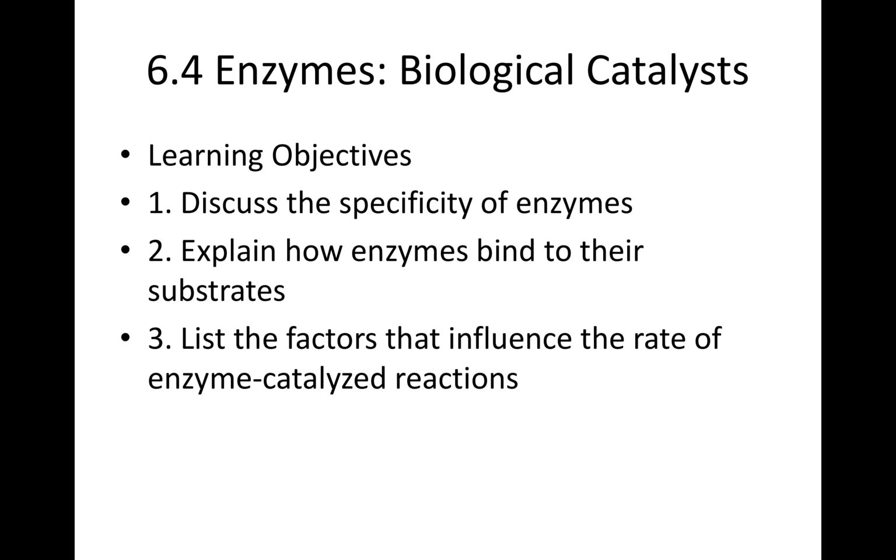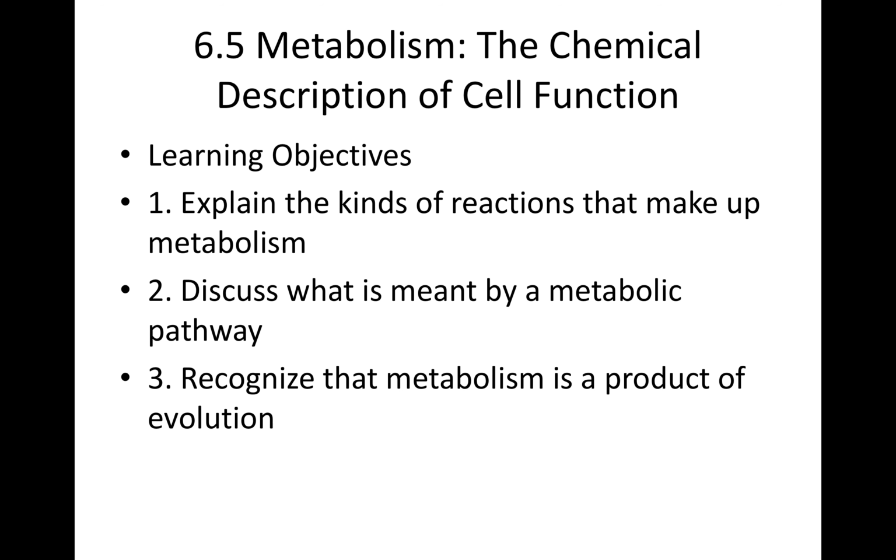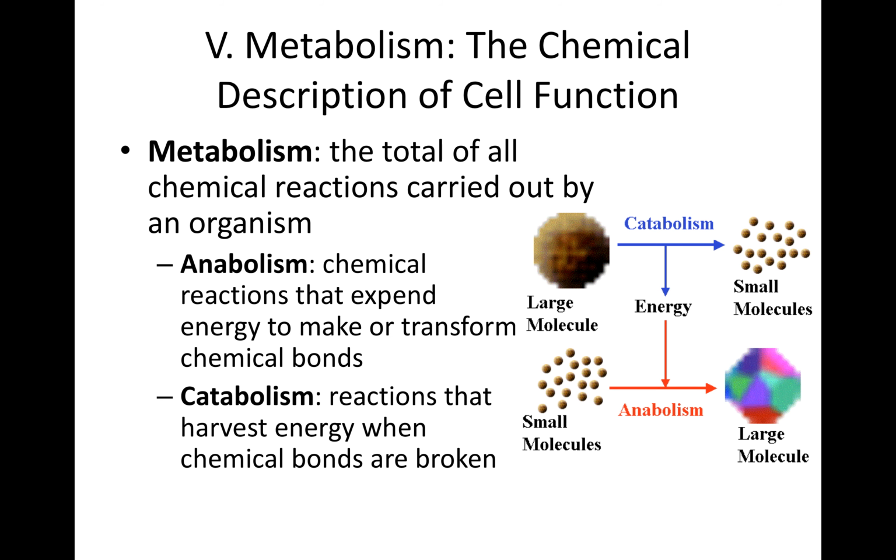Okay, final section here, 6.5 metabolism, the chemical description of cell function. So I'm going to talk about the different kinds of reactions. There's 2 of them. Discuss what is meant by metabolic pathway, and then recognize that metabolism is a product of evolution. So metabolism is the total of all chemical reactions carried out by an organism, and there's 2 types, anabolism and catabolism. Anabolism means that you are going to expend energy and make or transform chemical bonds. So you're going to take small molecules with energy and make a very large molecule.